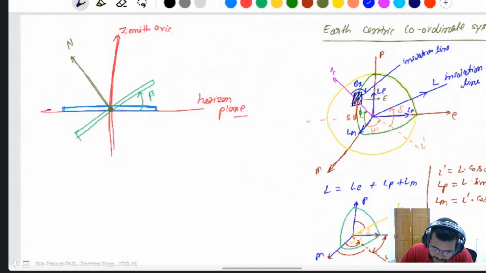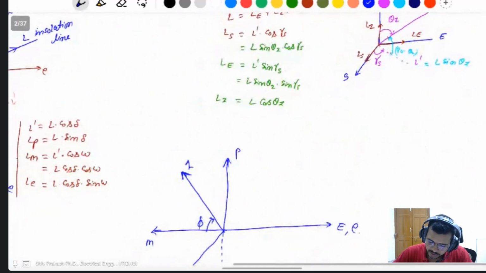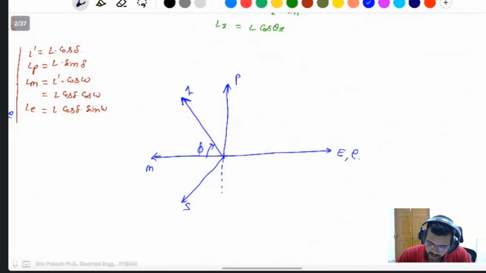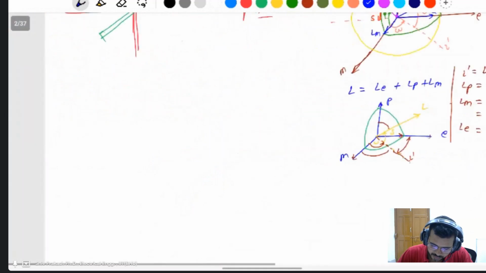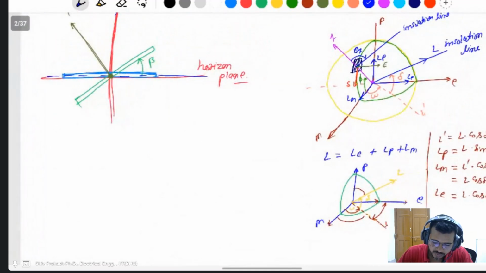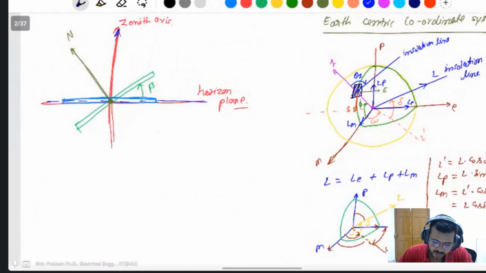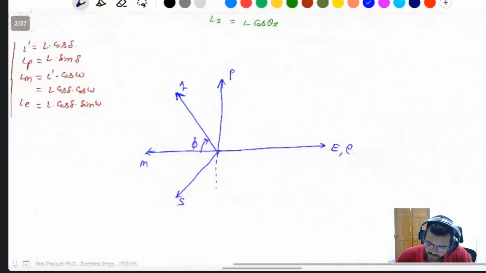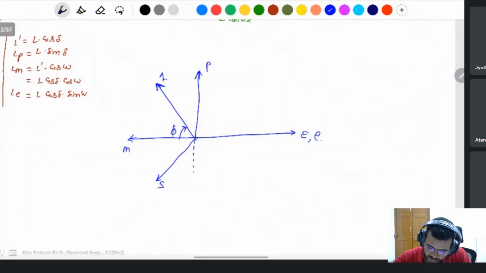This is the horizon plane and this is the zenith axis. If you put the same figure on that, you will find this is the zenith axis, and this is definitely the south axis, displaced by 90 degrees to the zenith axis. That's why the south, this will be the horizon plane.